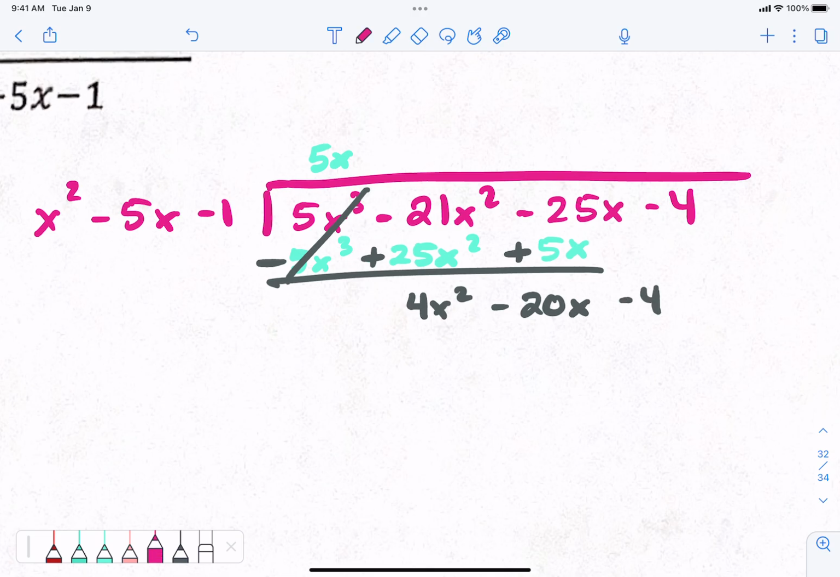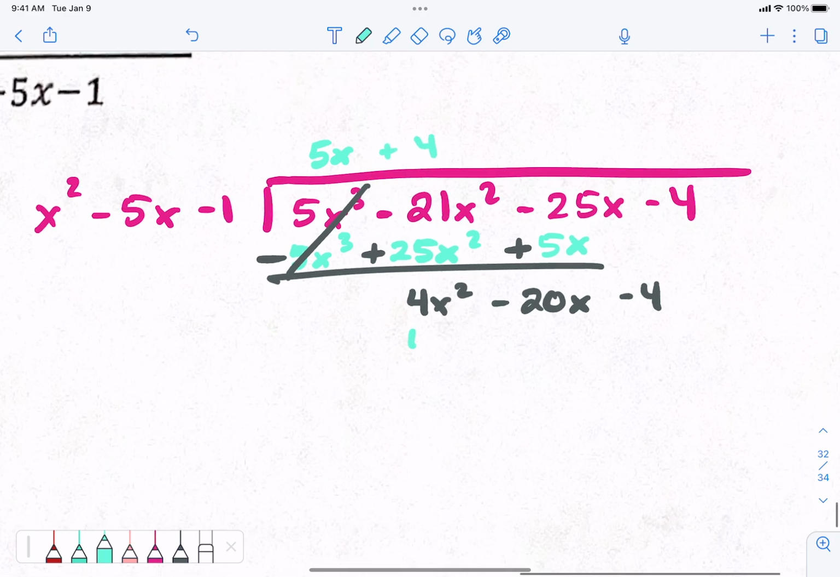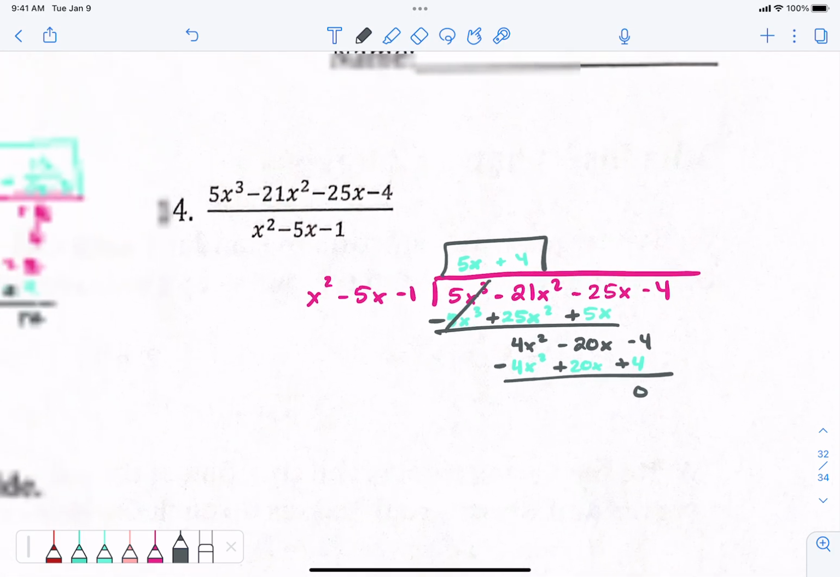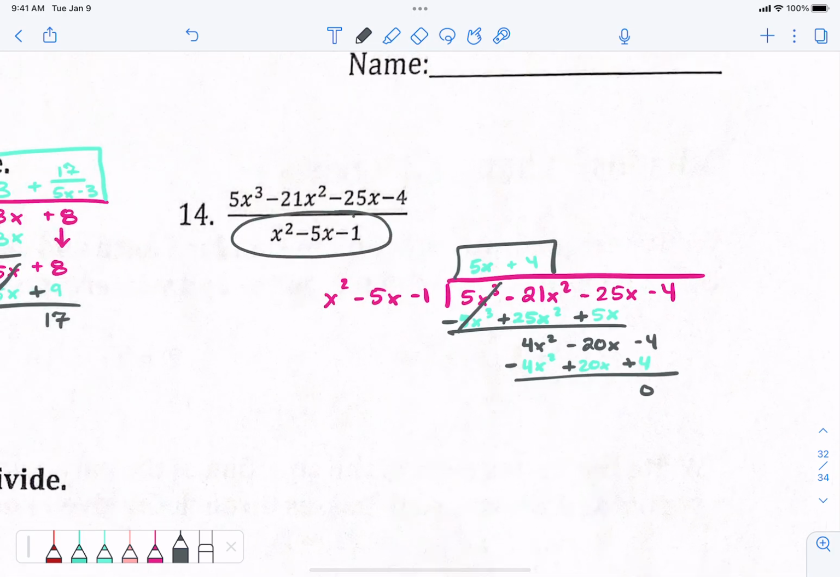Okay, let's multiply by a positive 4. 4 times x squared is 4x squared, minus 20x, minus 4. Minus plus plus, 0 remainder. So 5x plus 4. Boom. Now this one we can't check our answer because this is not a binomial. But I'm guessing that if we came out with no remainder, we're probably correct, because the chances of that happening by doing it wrong is slim to none. So 5x plus 4, there you go.